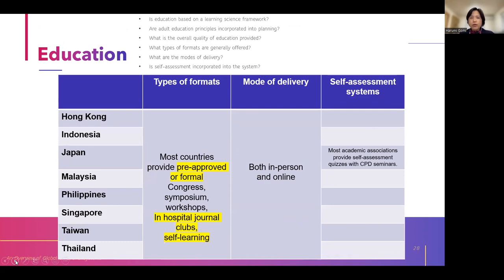What kind of formats have been used, and modes of delivery? Most of the countries have been using formats such as pre-approved formal congress, symposium, or workshops. Some of the countries have been using in-hospital journal clubs or self-learning. The mode of delivery is either in person or online, especially during the COVID-19 pandemic. For assessment systems, I can provide only the data for Japan. In Japan, we have been using self-assessment quizzes after each lecture or academic activity. And this is all the data I have. Okay, next slide, please.